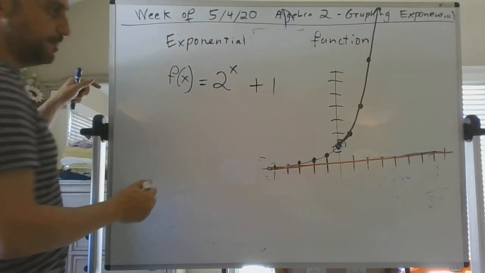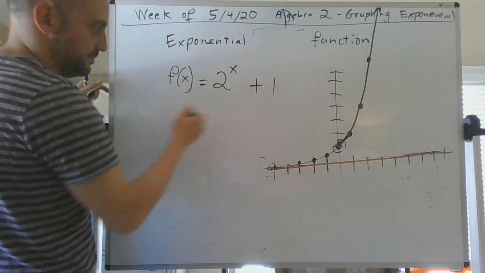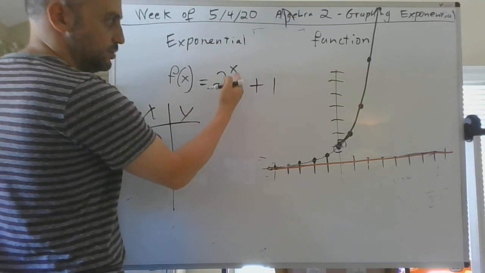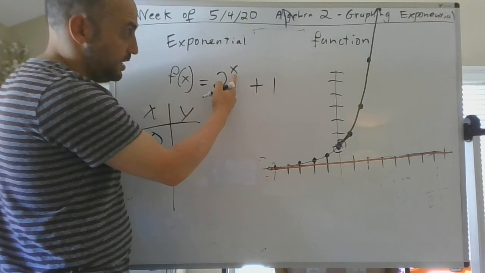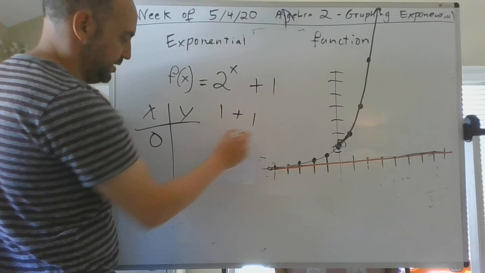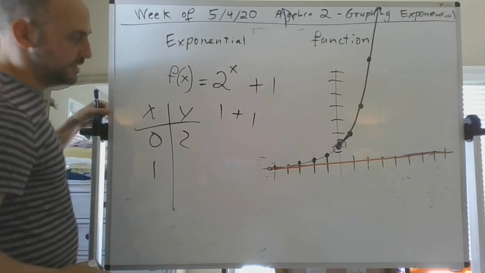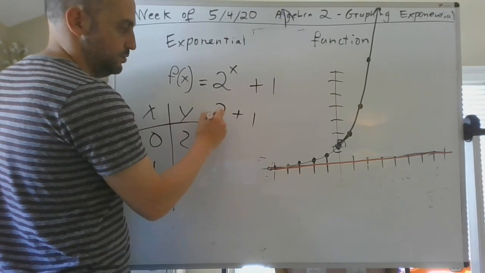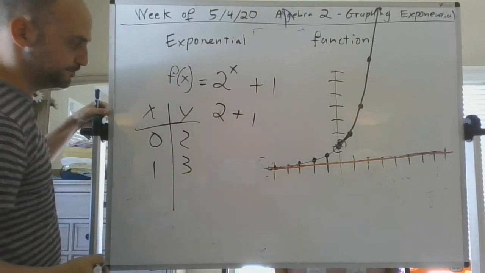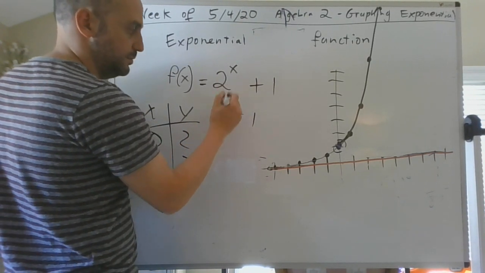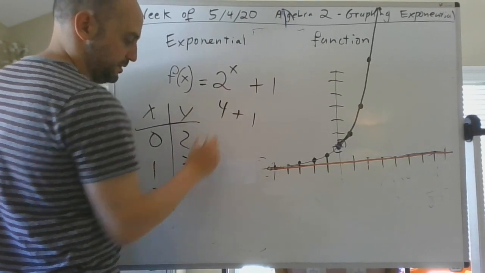Well, let's find out. Everything is going to be the same here except, watch, if I plug in 0, 2 to the power of 0 is 1. Anything to the power of 0 is 1. Plus 1 is going to give us 2. Let's make it a 1. 2 to the power of 1 is 2. Plus 1 gives us 3. Let's do 2. 2 to the power of 2 is 4. Plus 1 gives us 5.